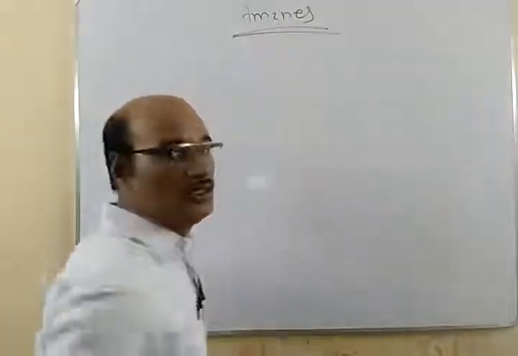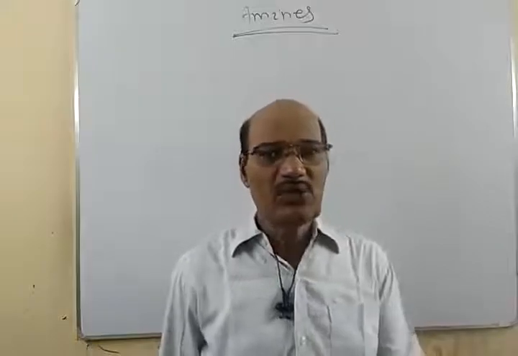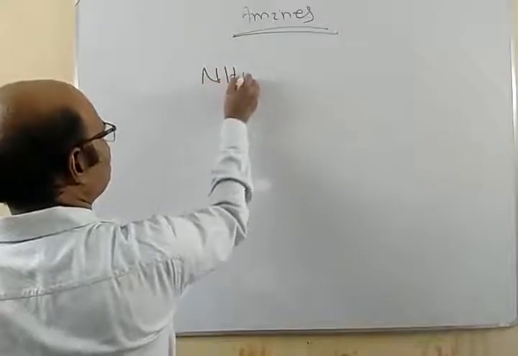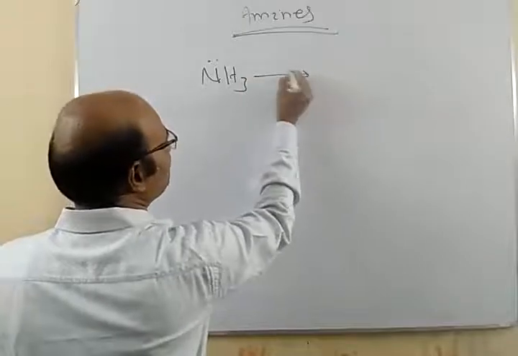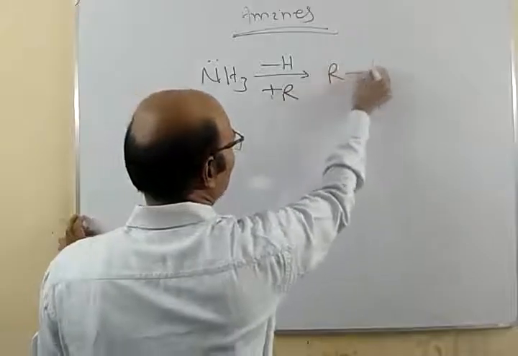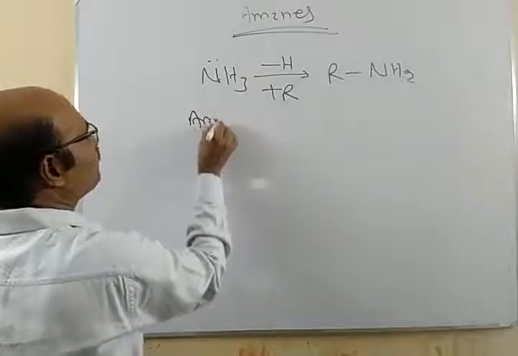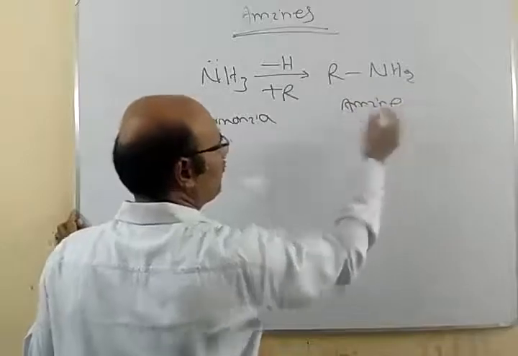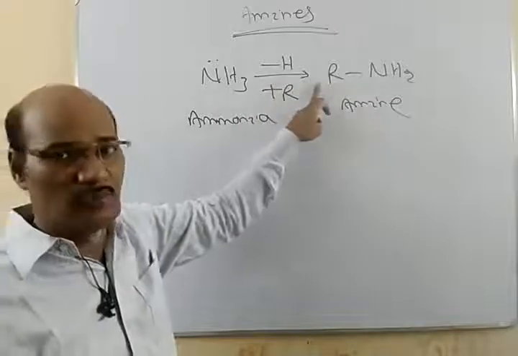So what are amines? Amines are the alkyl derivatives of ammonia. If I take NH3, ammonia, and from ammonia I remove one H and add R, what will I get? RNH2. This is your ammonia, and this is called an amine. So amines are the alkyl derivatives of ammonia.